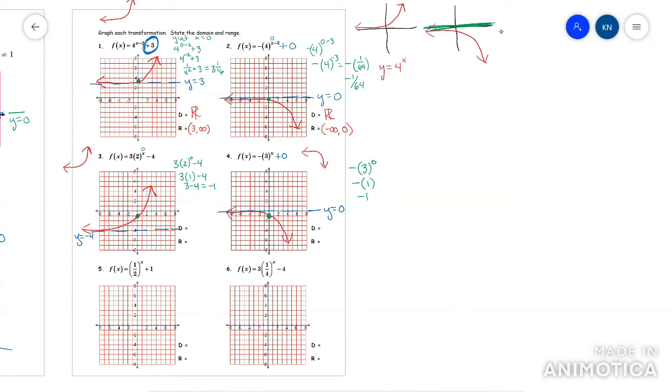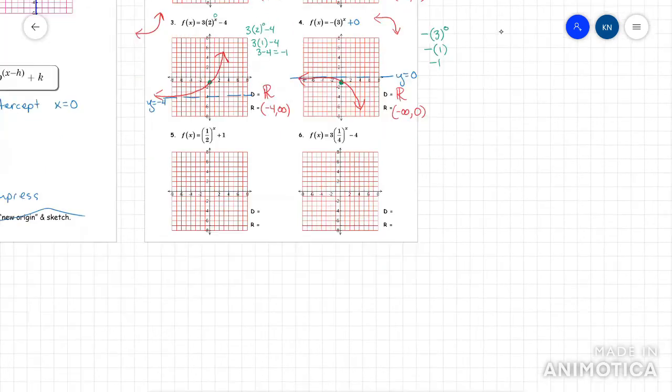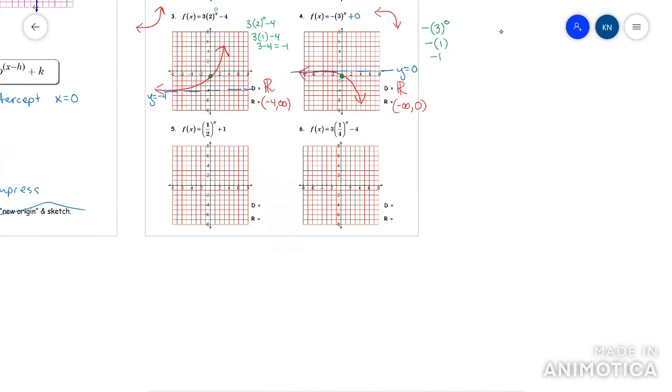Domain, I missed domain and range of this other one. We'll go back. Domain of this one, though, is all reals, and the range, the lowest it goes is -infinity, and the highest it goes is the asymptote of 0. Now going back, number 3, the domain is all reals because it goes left forever, right forever, and the range, the lowest it goes is -4, and the highest it goes is infinity, and you don't actually hit -4 because it's an asymptote.